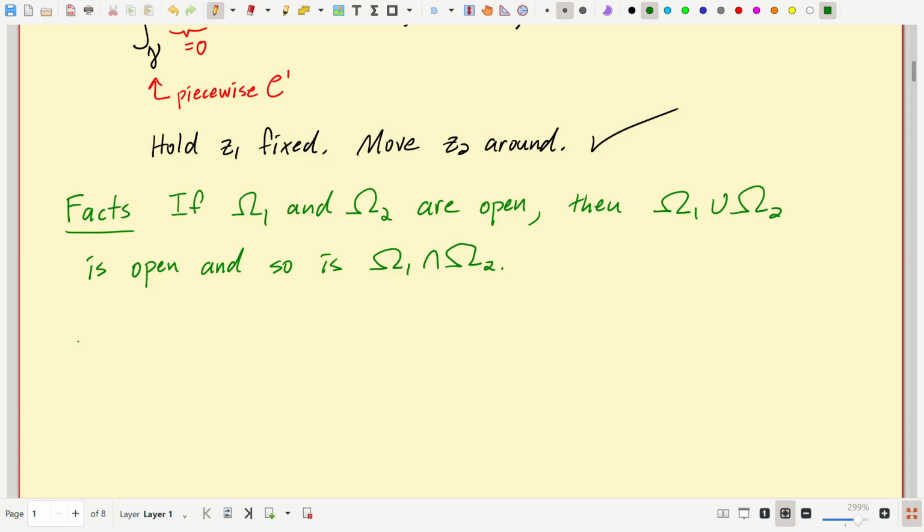Anyway, I'll leave that as something you should think about. I think some of the exercises dwell on things like that. Interesting. If I have infinitely many omega j open, then the union of infinitely many is open, but the intersection might not be if you have infinitely many.